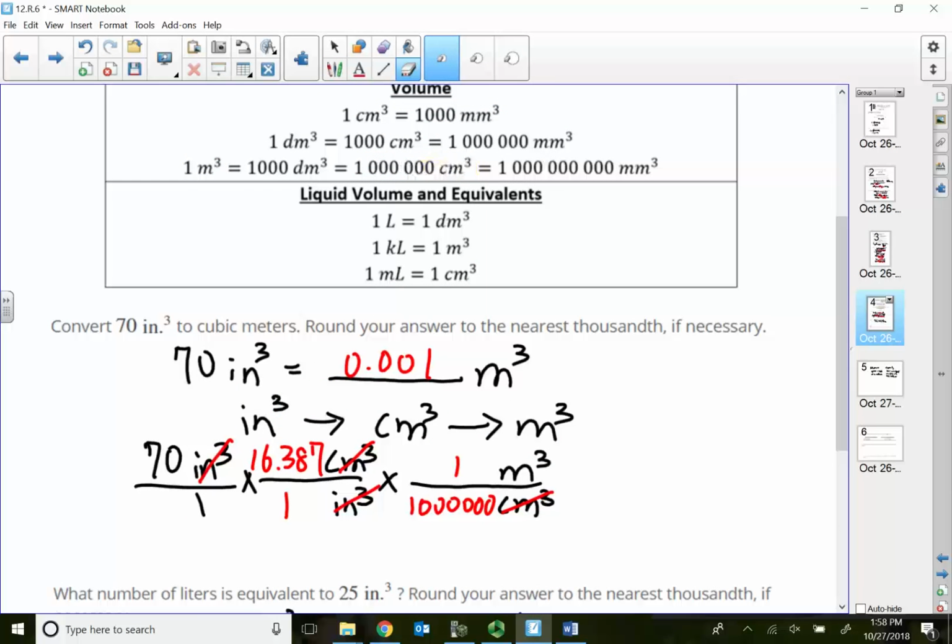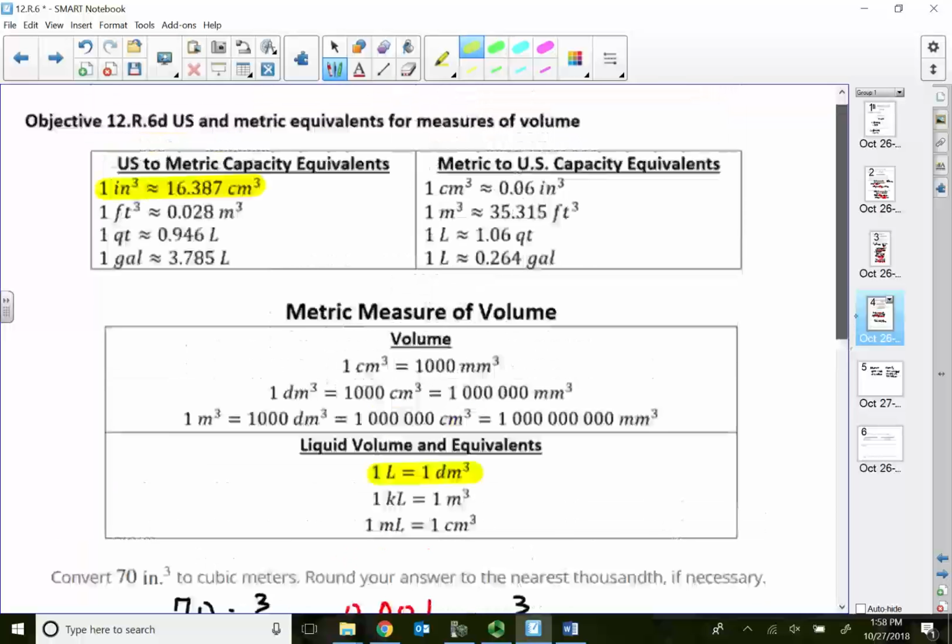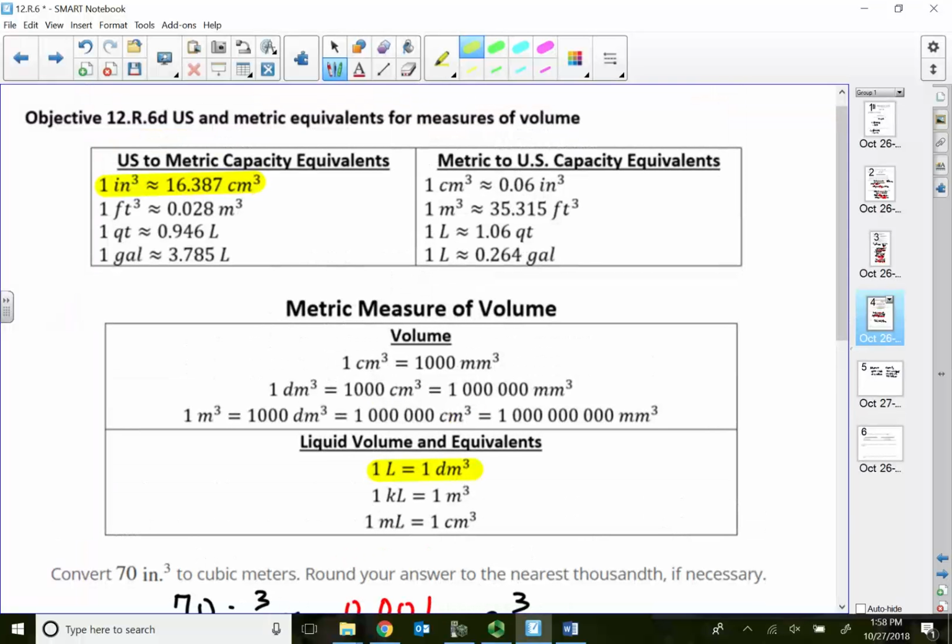Cubic centi to cubic deci. Let me highlight this. So liter to cubic deci. Up here is cubic centi to cubic deci, that's a 1 to 1,000 ratio.